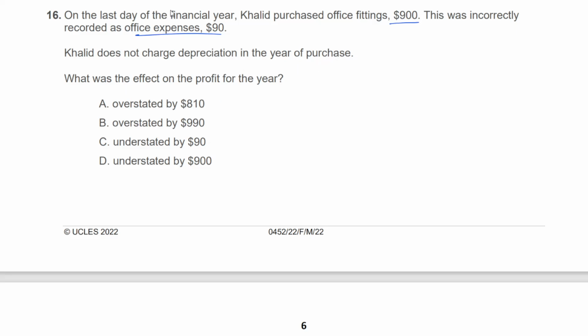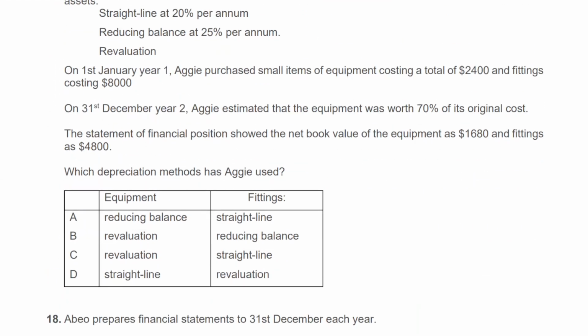Look, this expense was not supposed to be there, so the profit is only understated by 90 because we included this as an expense which was never there. This was simply our purchase of a non-current asset, 900. It had nothing to do with profit. And what we did is we put 90 as an expense. So that's all. 90 expense overstated, which will understate the profit by 90. That's all. Okay? Logical. Think about it. It's nothing besides that. That's all. Number 17.